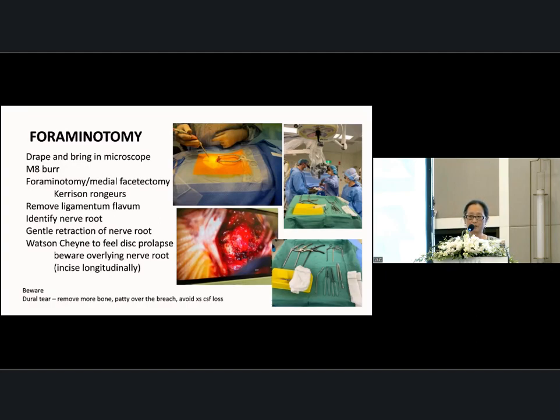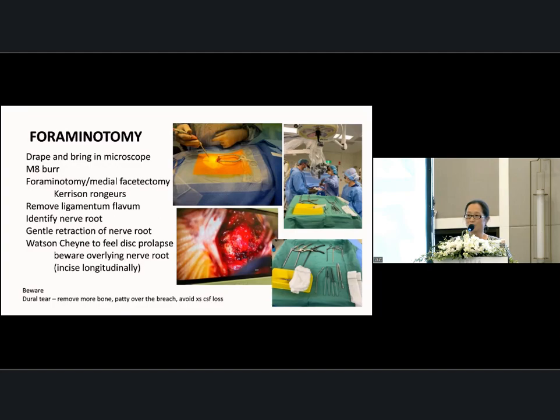I've seen people incise into nerve roots, and even when I do the incision into the disc, I always make it longitudinally in case I encounter a nerve root, in which case you're not transecting the nerve. Use a Watson chain to feel the disc prolapse, and again, as mentioned, be aware of the overlying nerve root.